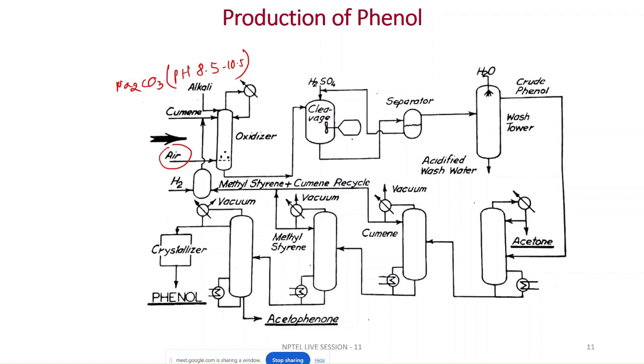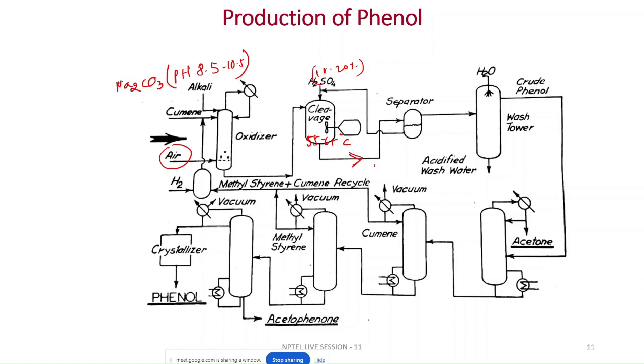This is a stirred kind of reactor where the temperature is maintained at 55 to 65 degrees Celsius. And here the sulfuric acid is being fed to do the hydrolysis of the product that we discussed earlier by the reaction, right? So that we will get the phenol as a product. This is a weak sulfuric acid, 10 to 20% concentration.